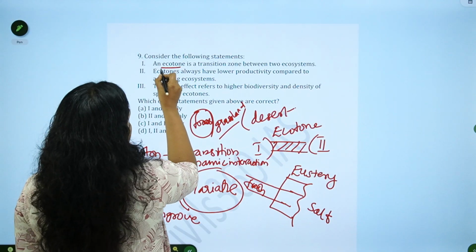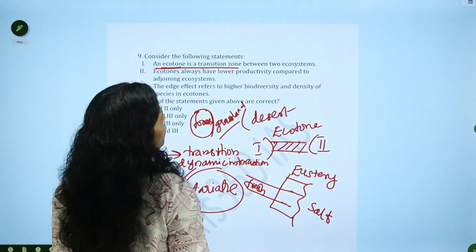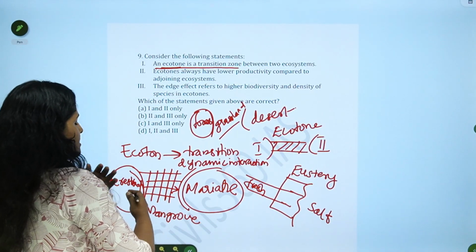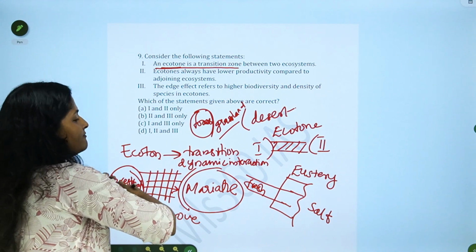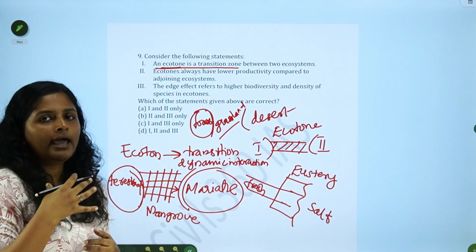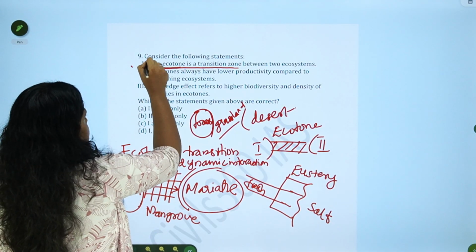First statement is an ecotone is a transition zone between two ecosystems. That is what is ecotone. It means it is transitioning from one ecosystem to another ecosystem. That transition zone is what is called ecotone. So first statement is correct.